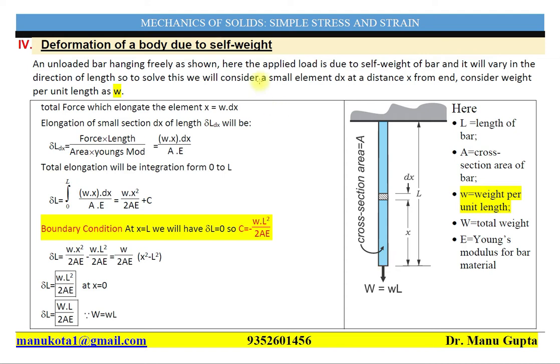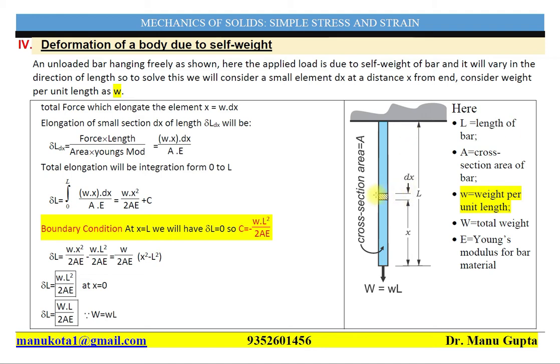To analyze this bar, we are going to consider a small element at distance x, of length dx. When x is equal to L, we reach this point, and when x becomes 0, we reach this endpoint. So we are going to integrate x from 0 to L, or L to 0 for that matter.